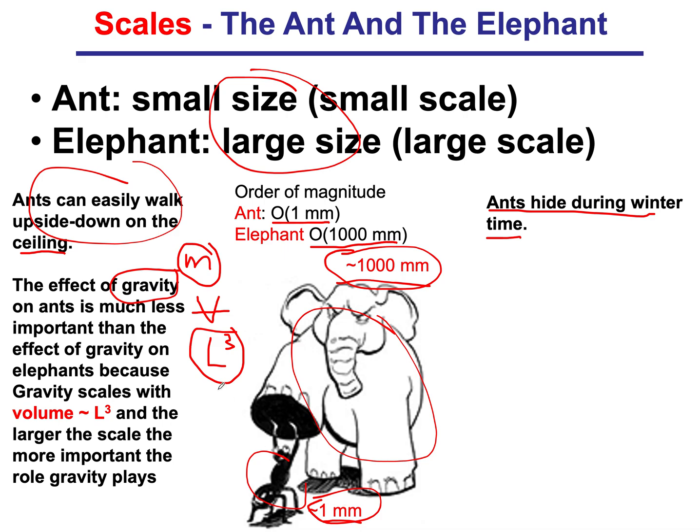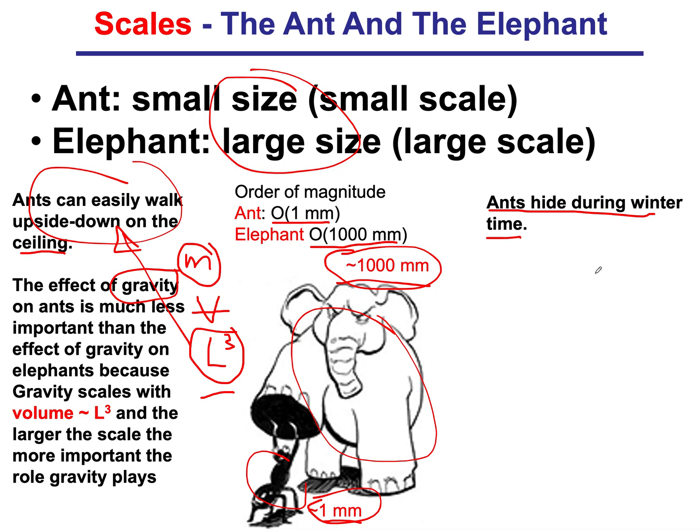And in that lies the explanation why the effect of gravity on an elephant is much more pronounced than it is on an ant. So gravity on an ant is 1 billion times less important than it is on an elephant, and that explains why an ant can walk upside down on the ceiling.